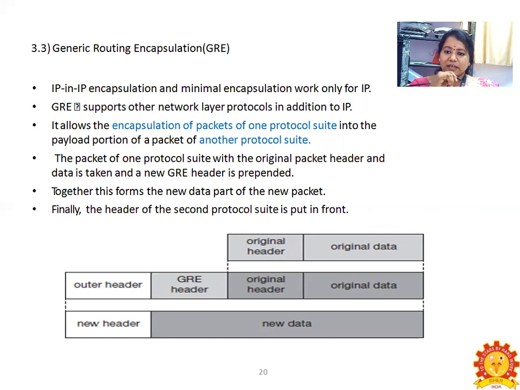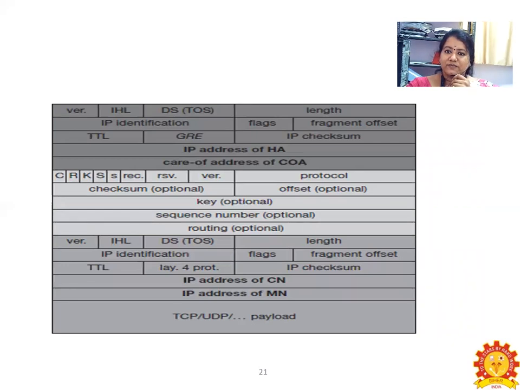Finally, the header of the second protocol suite is put in front. So here we'll be having our original header and the original data, followed by the outer header, the new header. At last we'll be having a GRE header, and then the new data under the new headers. So this is what the generic routing encapsulation is. So this is a frame format.